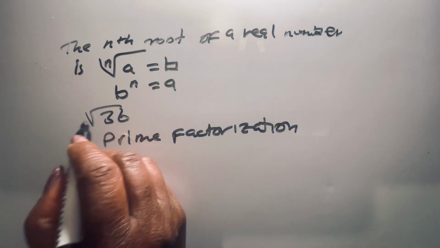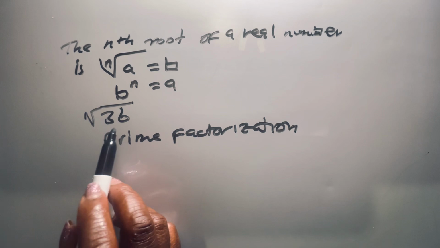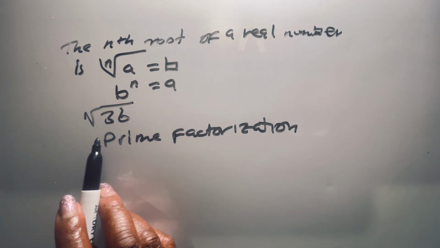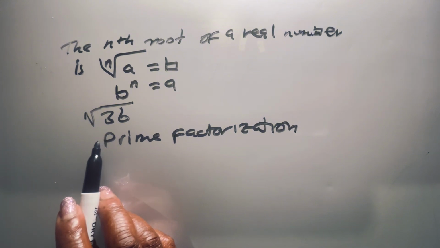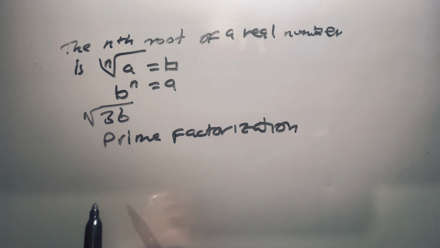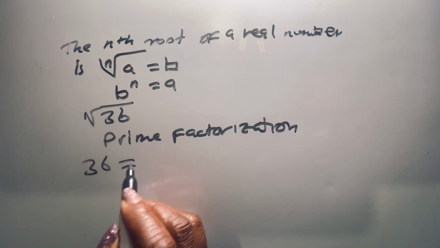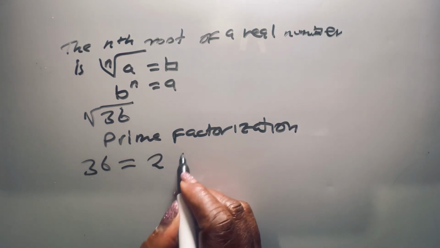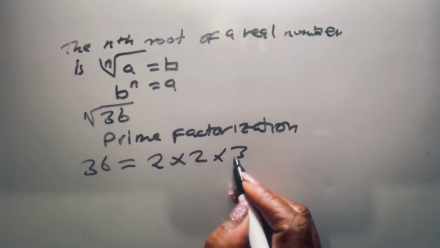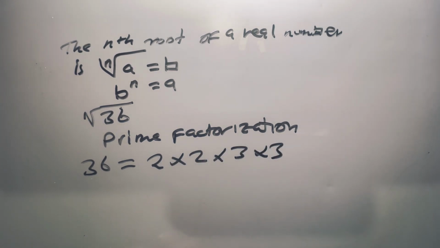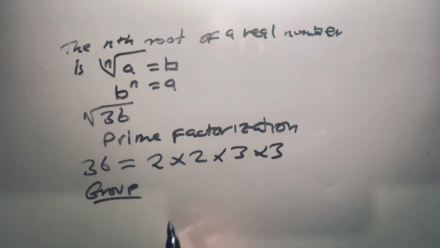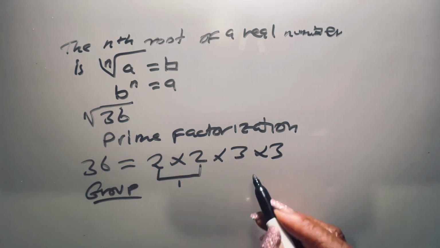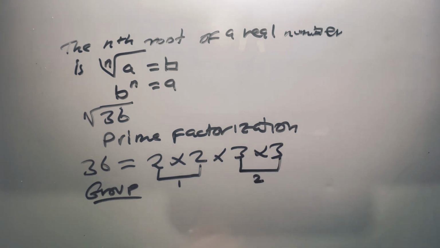Okay, so when we are looking for the square root of something like 36, we need to break the number down into its prime factors, and this is called prime factorization. So the prime factors of 36 are 2 times 2 times 3 times 3. Then we need to group the numbers into pairs. So we will take these numbers and group them into pairs. Here's our first group. Here's our second group.